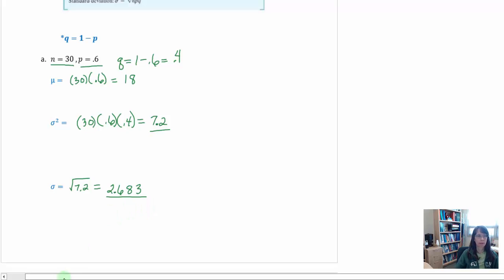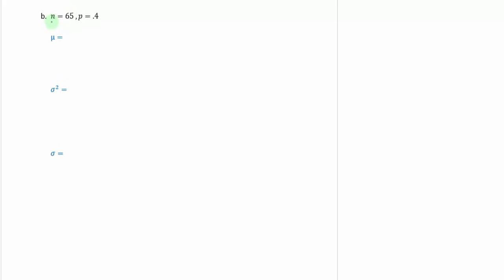Let's try another example. Now we have an n value of 65. P value is 0.4. So Q needs to be calculated, and that would be 1 minus 0.4. So our Q value is 0.6. Mu represents our population mean. That's calculated by taking n times p. So 65 times 0.4, and that equals 26. So the mean is 26.